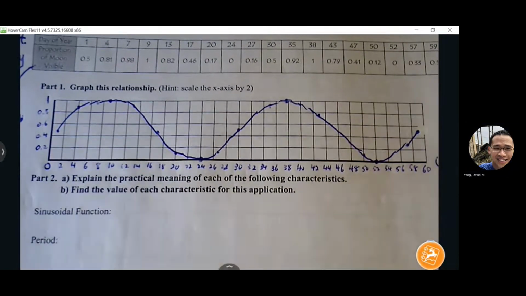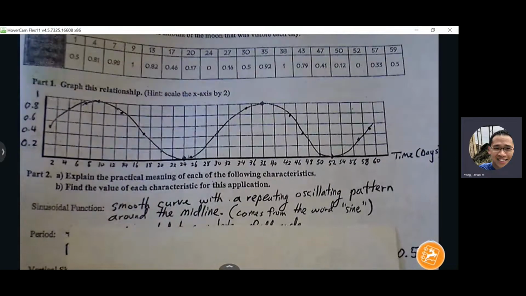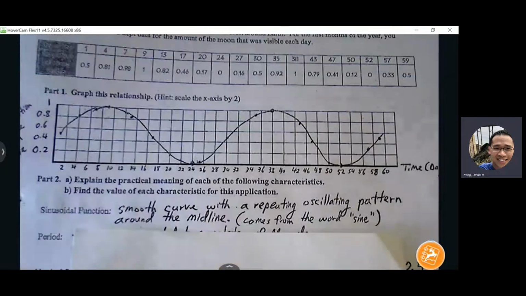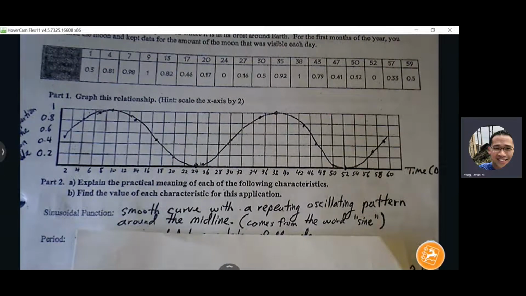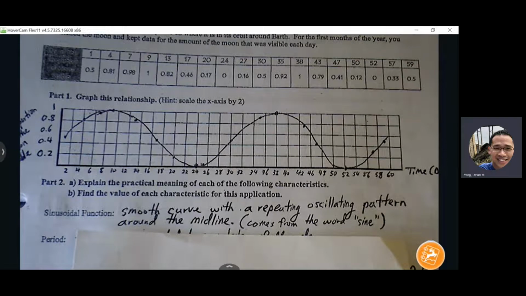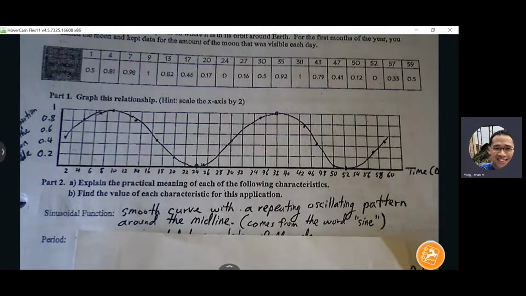All right, if you guys can write this down here. Sinusoidal function, what does that mean? A sinusoidal function is a smooth curve with a repeating oscillating pattern around the midline. It comes from the word sine. Cosine is a sinusoidal function. Sine is a sinusoidal function because they both have this repeating wave shape that we come to know.